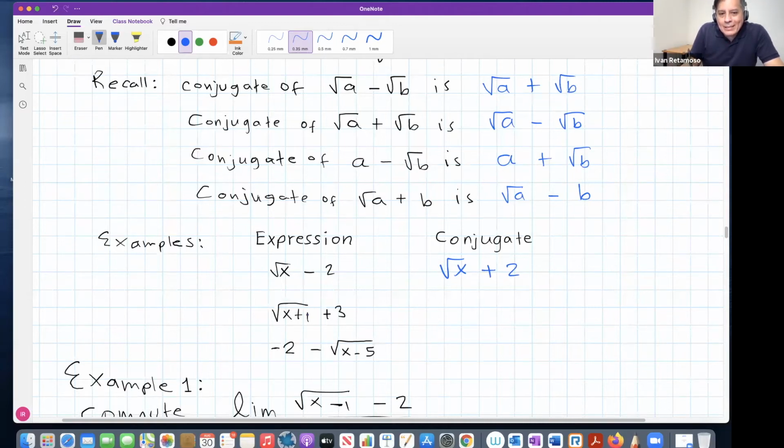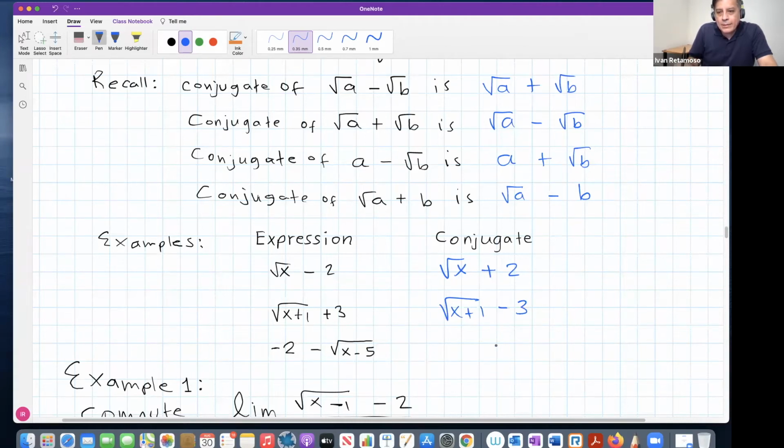A square root of x plus 1 plus 3. What should be its conjugate? Anybody? Very good, very good. Following the definition of the conjugate. Someone here posted the answer. Manur, excellent, right? Very good. A square root of x plus 1 minus 3, right? Excellent, excellent. The last one, -2 minus the square root of x minus 5.